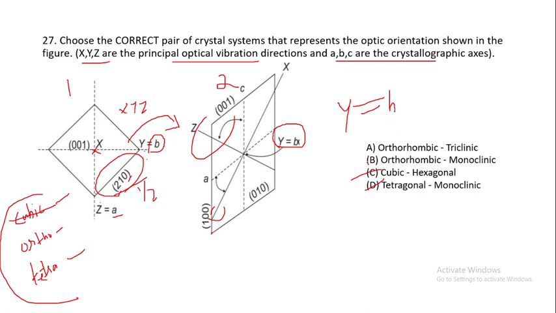So this is orthorhombic and monoclinic. Imagine this portion: Z is not meeting, X is not meeting, so this is not for triclinic. For triclinic, Y equal to B is also not favorable. So this is not triclinic, this is monoclinic. So the answer for this is orthorhombic and monoclinic.